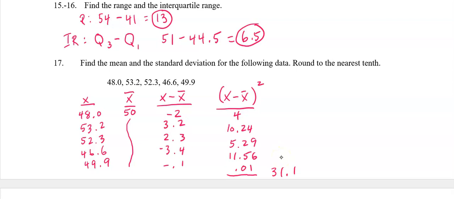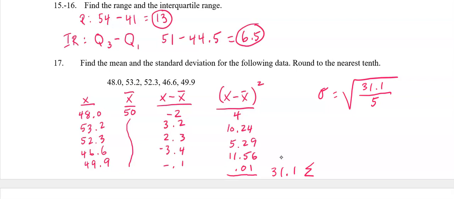I got 31.1 as the sum of that column. And so now we're ready to use our standard deviation formula. Make sure you know this. It's pretty easy if you've done all of this work leading up to it. It's that sum that we just came up with, 31.1, divided by the number of terms, which is 5. And we're going to do the square root of that whole fraction. So you can do this all at once. It's the square root of 31.1 divided by 5.